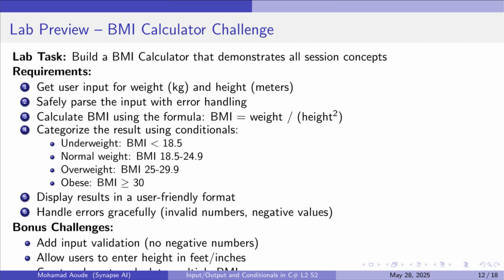In your lab, you'll build a BMI calculator that prompts the user for weight in kilograms and height in meters. It uses a loop with TryParse to ensure both inputs are positive numbers. It calculates BMI equal to weight over height times height. It uses if-else to classify BMI: underweight, less than 18.5; normal, 18.5 to 24.9; overweight, 25 to 29.9; obese, greater than or equal to 30. It displays the result with 1 decimal place and a friendly message. This exercise ties together everything we've covered: I/O, parsing, loops, and conditionals.